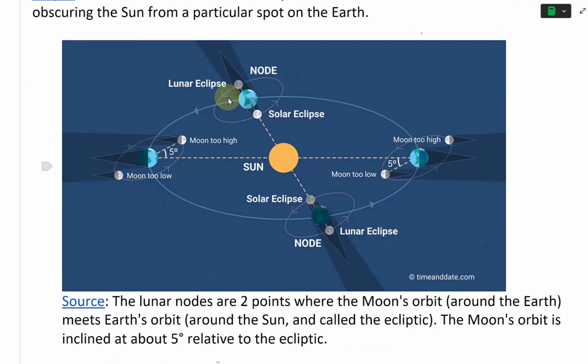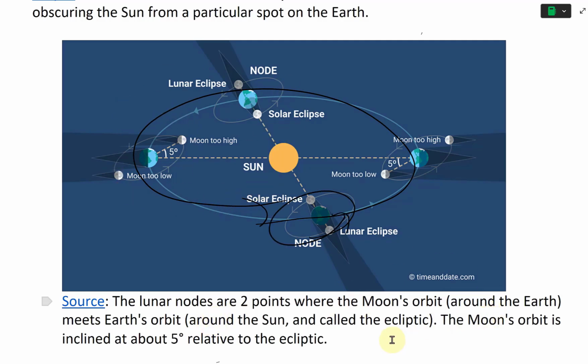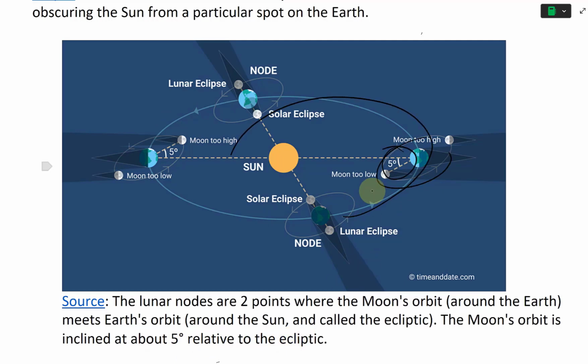And here's an image right here. So these are nodes. I'll explain that. So the lunar nodes are 2 points where the moon's orbit around the Earth, so there's the orbit, goes like that, around it, meets Earth's orbit around the sun. So this is Earth's orbit, and there is the moon's orbit, and this Earth's orbit around the sun is called the ecliptic, and the moon's orbit is inclined at about 5% relative to the ecliptic. So if this is around there, it's inclined that this is 5% right there. The 5% inclined. And again, the nodes are when they intersect.